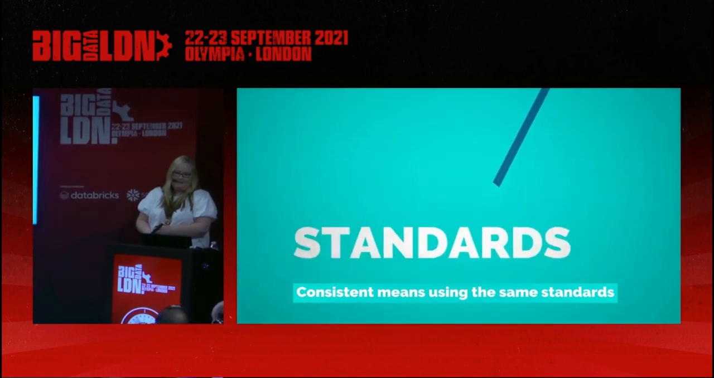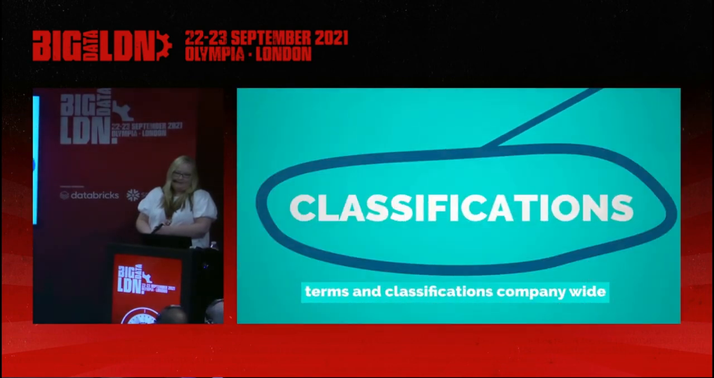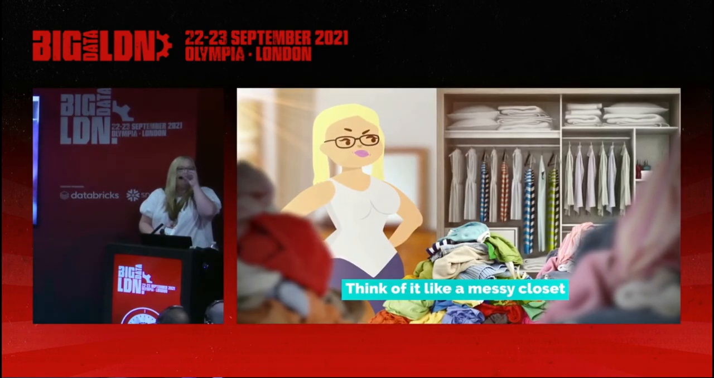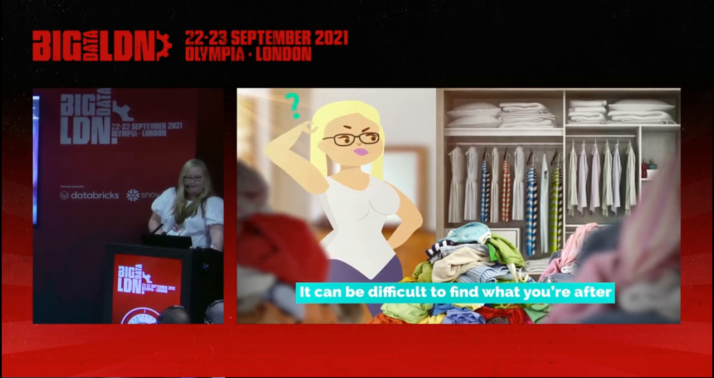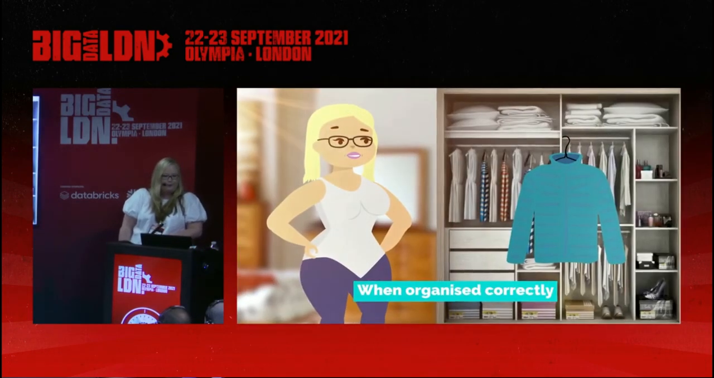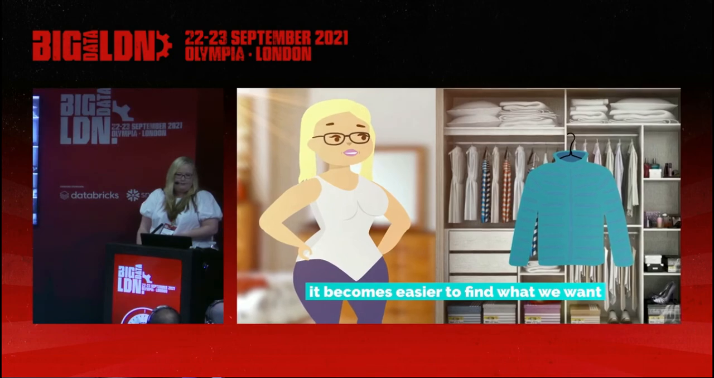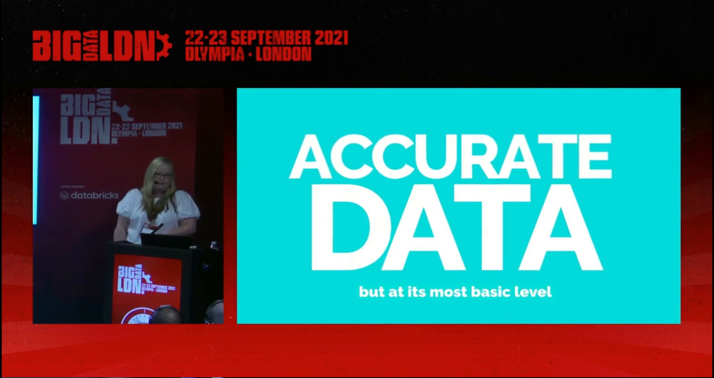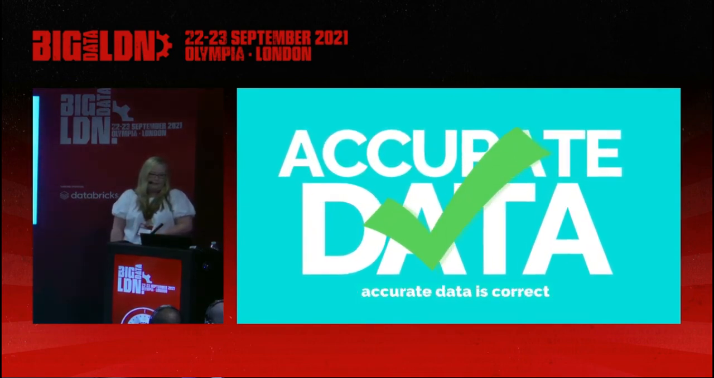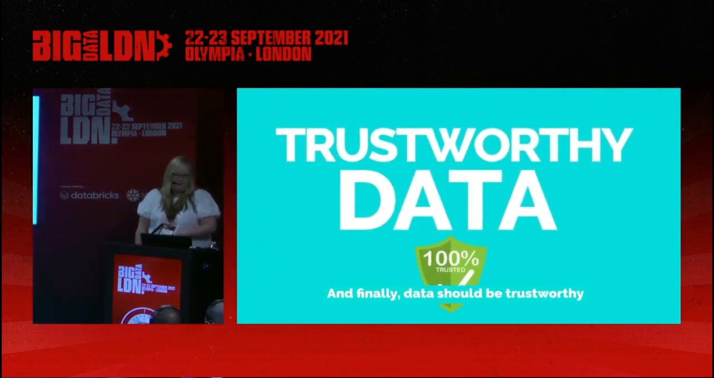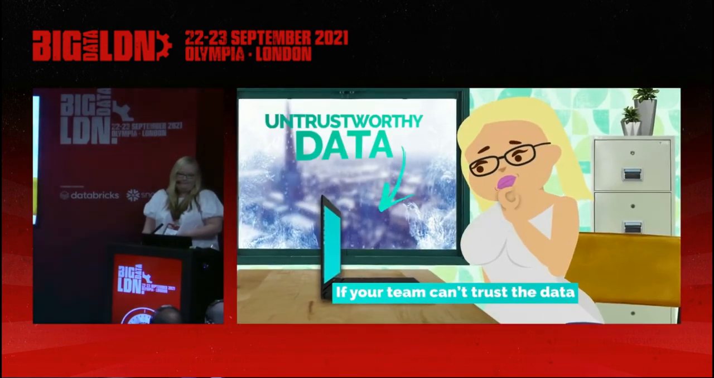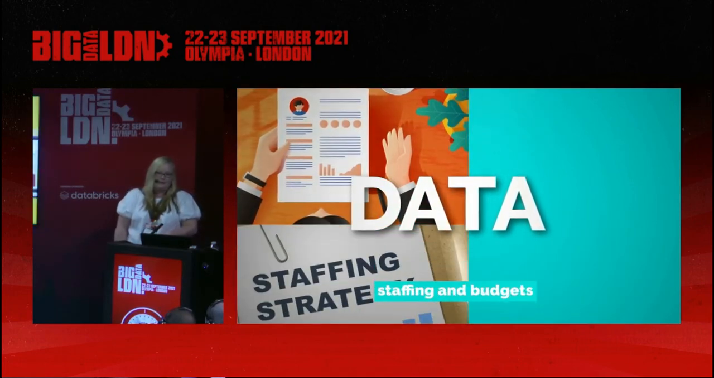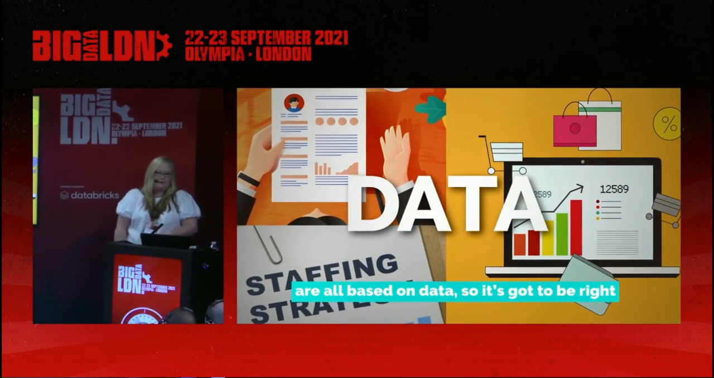Consistent means using the same standards, terms, and classifications company-wide. Organized data makes it easier to find. Think of it like a messy closet. It can be difficult to find what you're after, even when you know it's in there. When organized correctly, it becomes easier to find what we want. Data should be accurate, which can mean different things to different people, but at its most basic level, accurate data is correct. And finally, data should be trustworthy. This is critical. If your team can't trust the data, they might not use it. And business decisions around jobs, staffing, and budgets are all based on data, so it's got to be right.